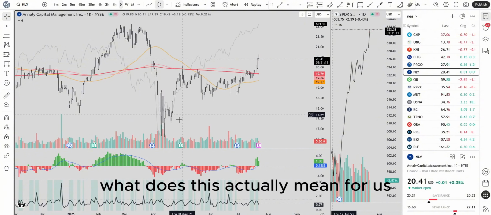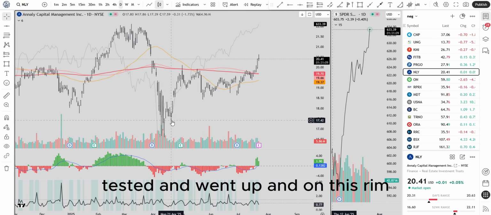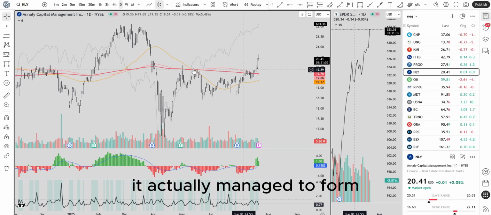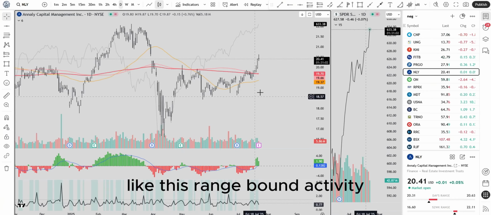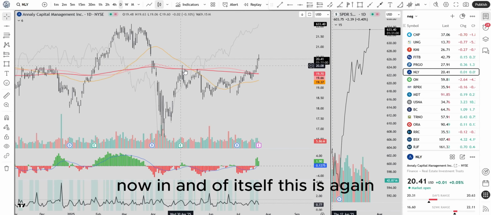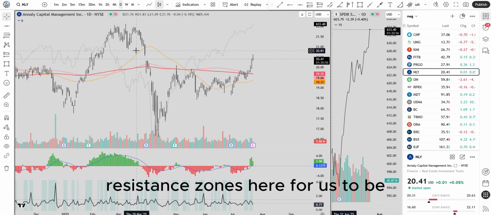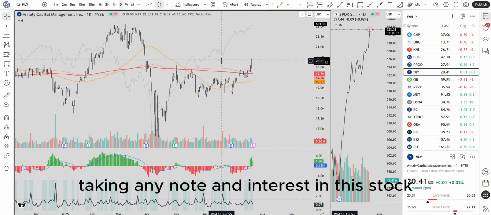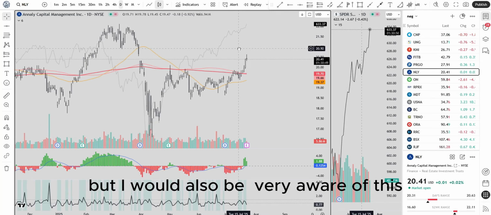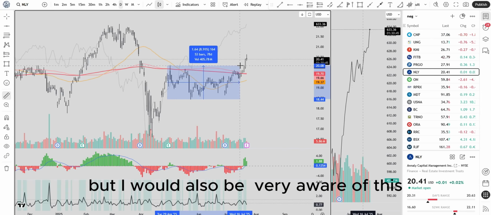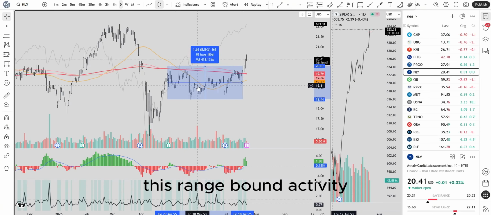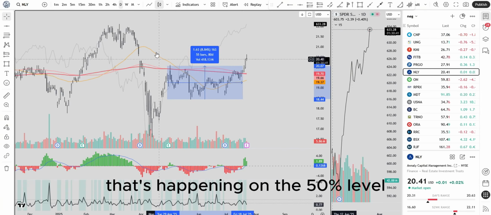What does this actually mean for us? Well, it did actually test it and went up, and on this rim it actually managed to form this range bound activity. Now in and of itself, this is again not very useful for us, simply because there are just too many resistance zones here for us to be taking any note and interest in this stock. But I would also be very aware of this range bound activity that's happening on the 50% level of this volatile move.